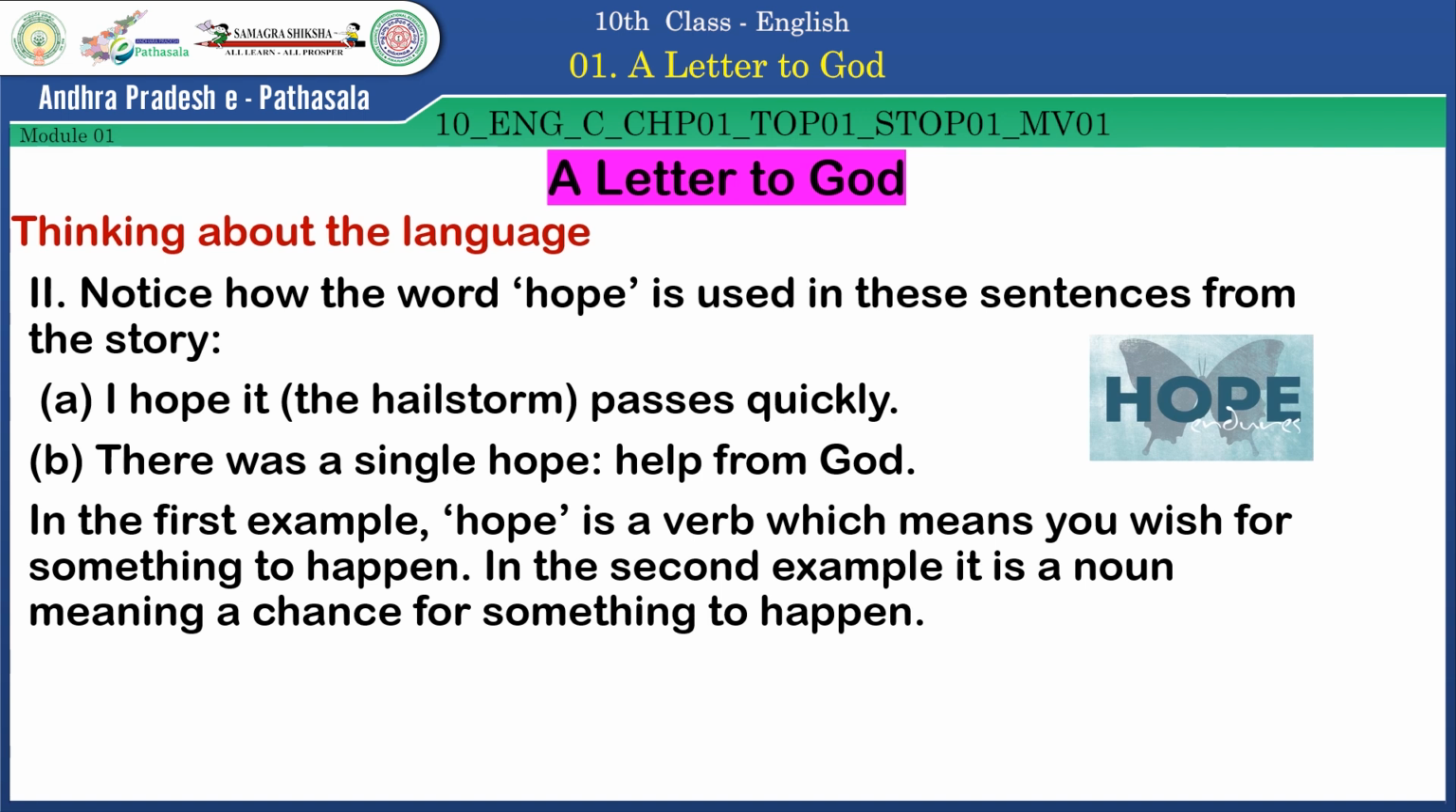In the first example, hope is a verb which means you wish for something to happen. In the second example, it is a noun meaning a chance for something to happen. So the same word hope has two different contextual meanings. Right? Yes.